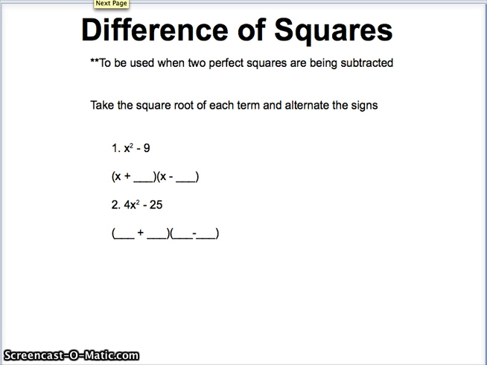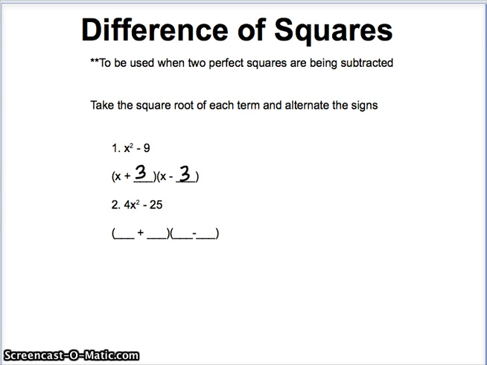Next method is the difference of squares. The difference of squares is to be used when two perfect squares are being subtracted. This is an easy one. All we need to do is take the square root of the first term and the second term and then alternate the signs in my binomials. So for example, in question number 1, I've got x squared minus 9. The square root of x squared is x. The square root of 9 is 3. I alternate my signs and end up with a final answer of x plus 3, x minus 3.